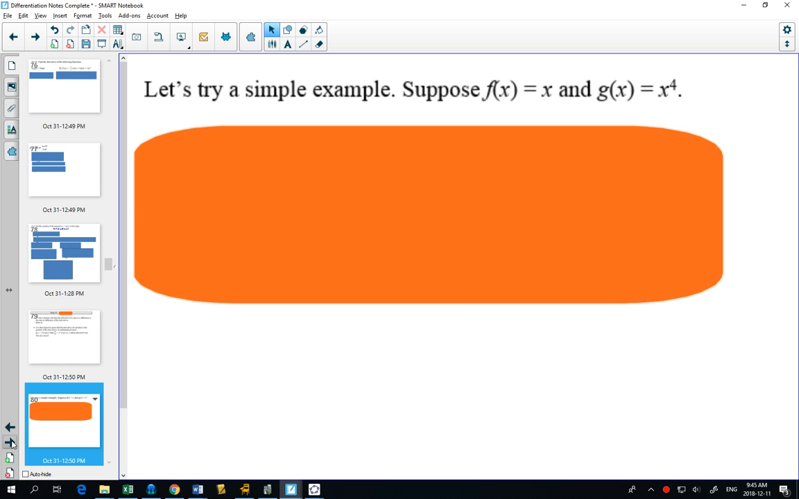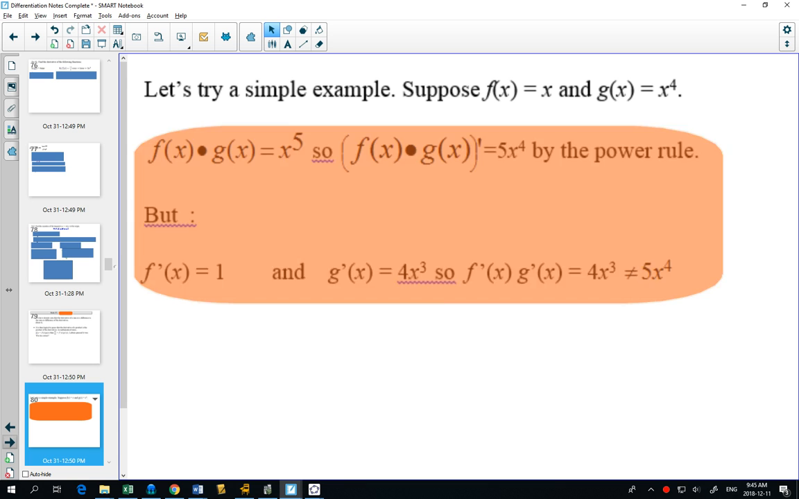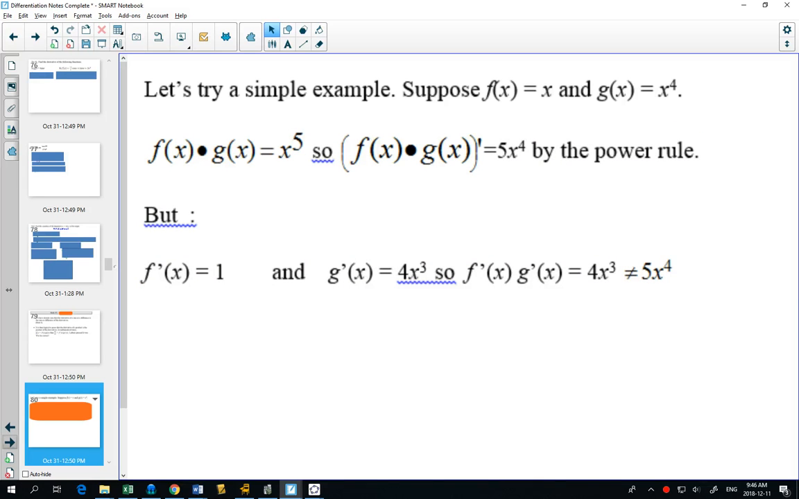Unfortunately, his first guess, like many first mathematicians' guesses, when you try to do something simple, it doesn't work out. So here, if we took x and x to the 4, and those were our two functions, you could multiply them together and actually simplify and get x to the 5, right? And the derivative of x to the 5 would just be 5x to the 4. That's the power rule. But if you did them separately, what's the derivative of f of x? It's 1. What's the derivative of x to the 4? It's 4x cubed. And if you just multiplied the two derivatives together, you would get 4x cubed, which doesn't match the actual answer of 5x to the 4. So the first guess of just multiplying them doesn't work.